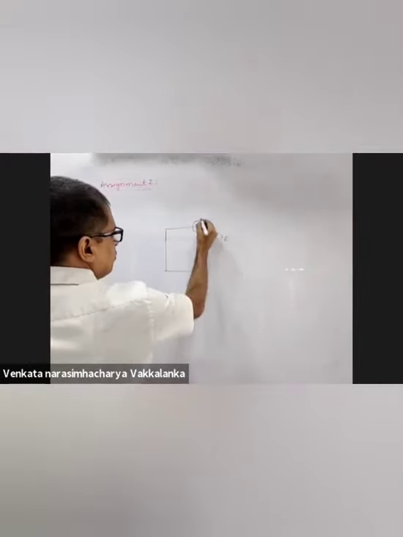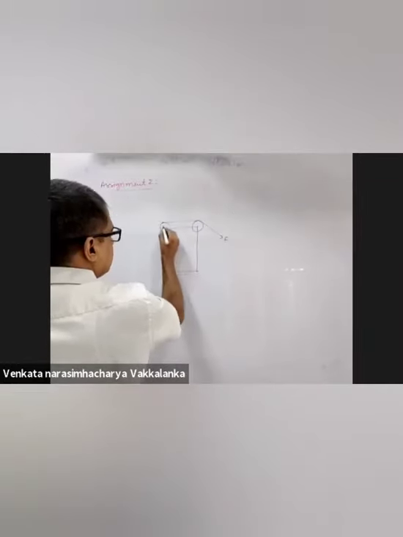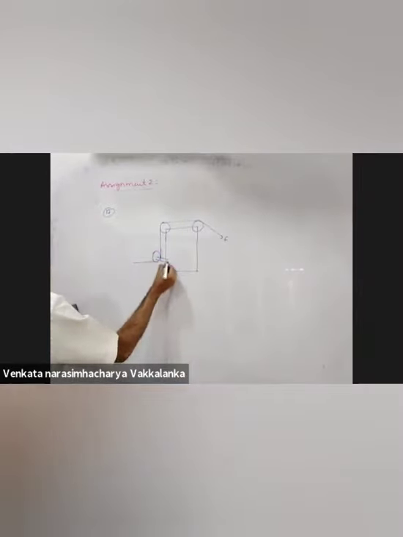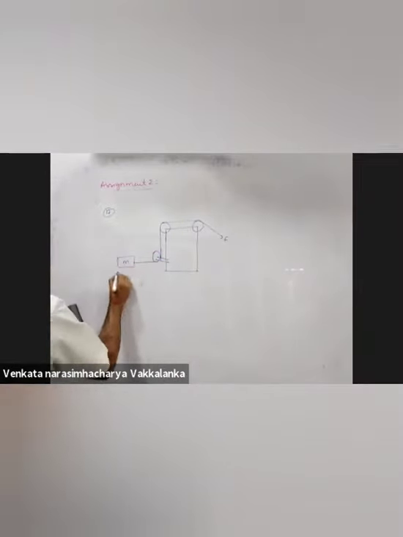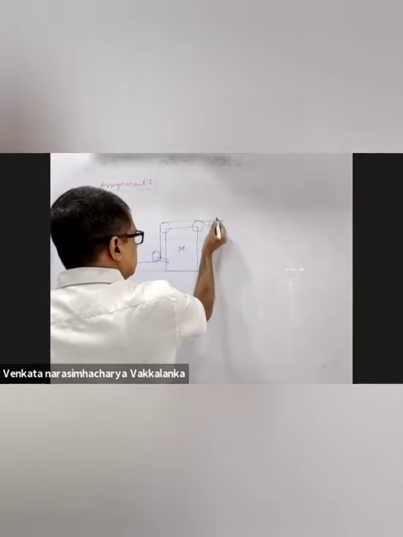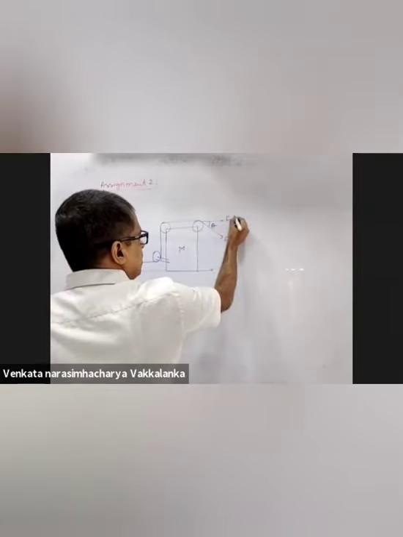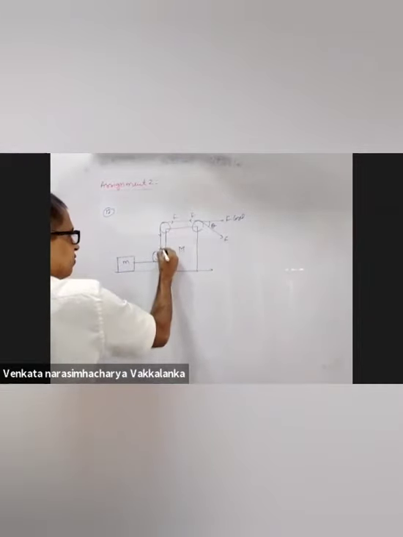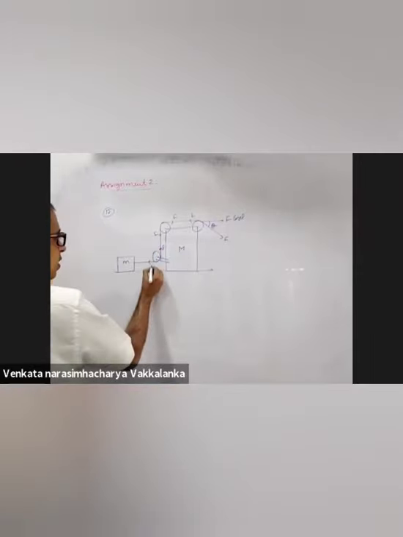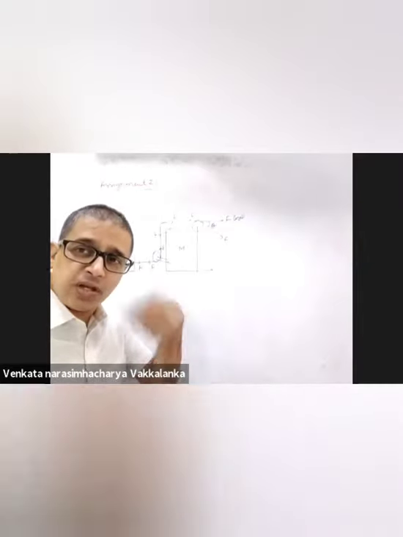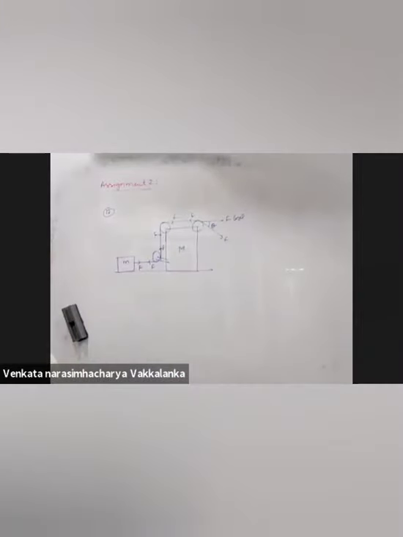You're pulling with a force of F, the tension will be F. Small m, capital M. You're pulling with a force of F. So the tension in the string will be F. This will be F cos theta. This will be F. You pull a string with a force of F, the string will pull you with an equal and opposite reaction. Newton's third law.